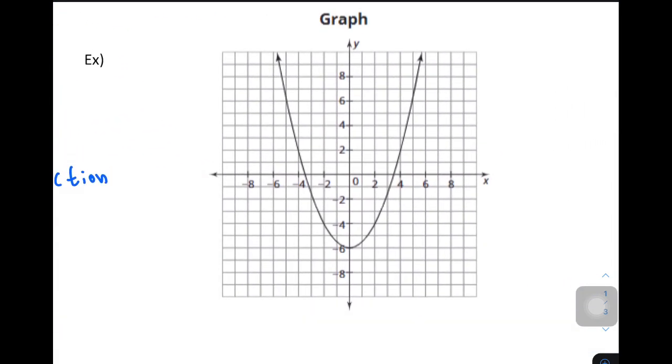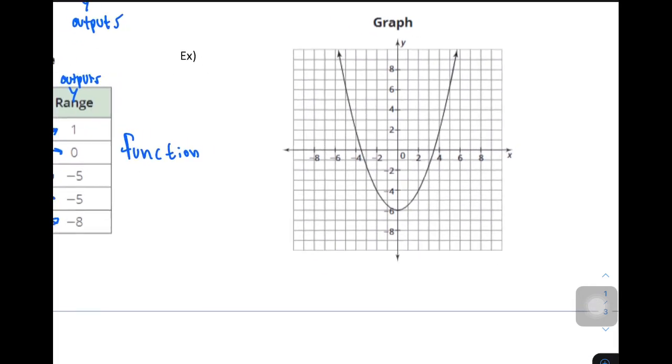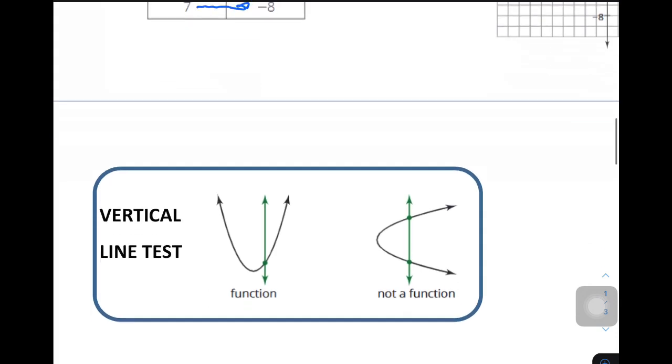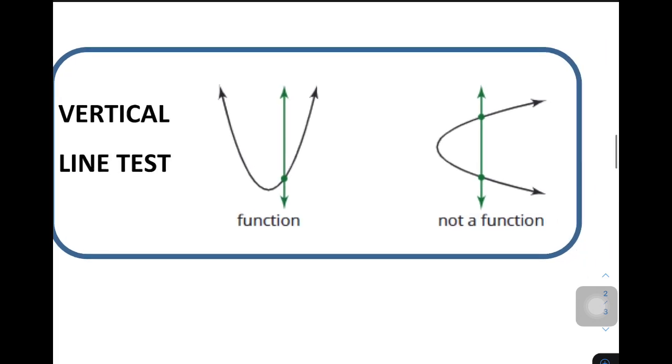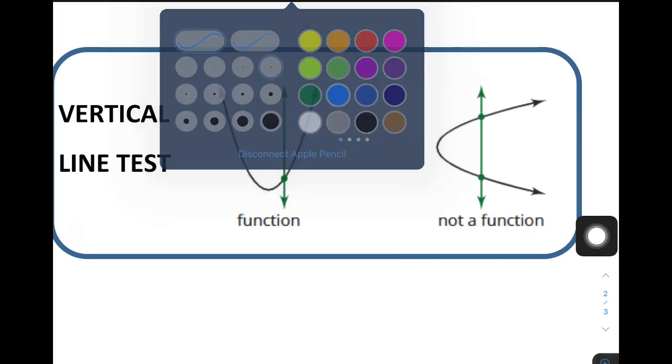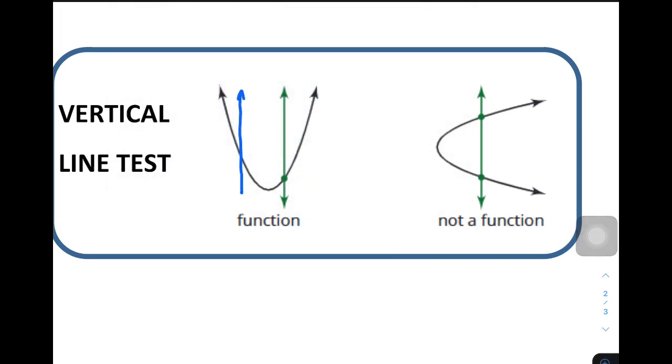Now graphs. Graphs are a little easier to tell if it is a function, because we have something called the vertical line test. So I'm actually going to come back to this graph in a second and explain what the vertical line test is. Basically, the vertical line test tells you, is it a function or not? So this black piece, this is the graph that was given. And basically, if I drew a vertical line anywhere on the graph, so vertical means up and down, if it is a function, it should only touch your graph one time.